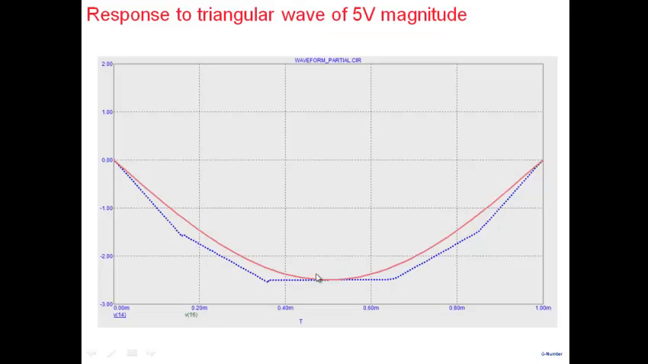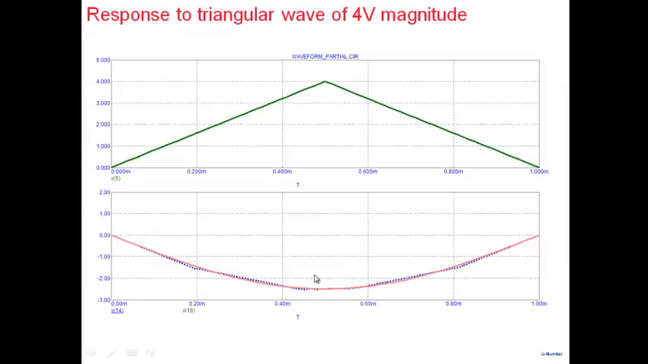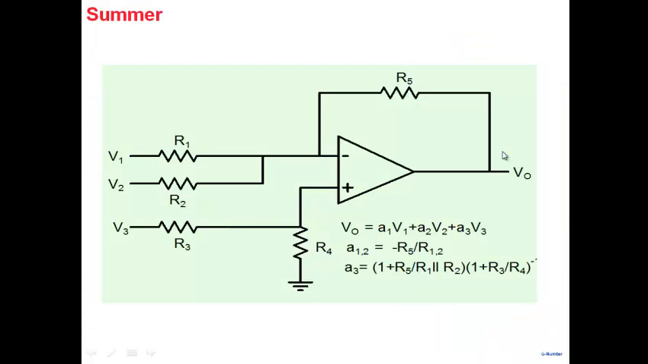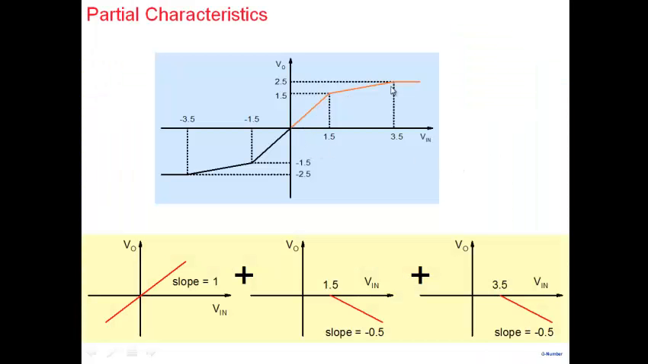So by following an approach like this, by using circuit blocks of this particular kind with appropriate threshold voltages and with appropriate gain, and then by summing it up, we should be able to generate any piecewise linear characteristics of this particular form.